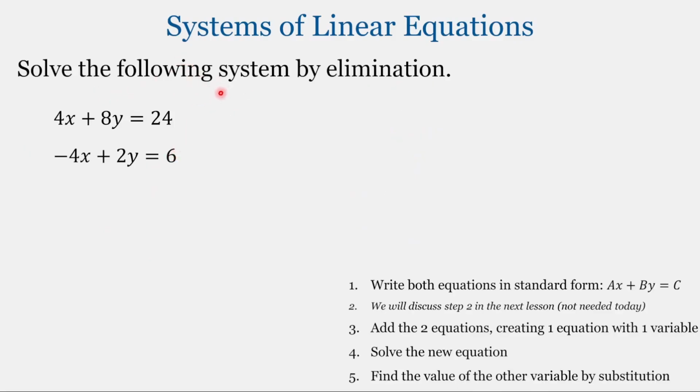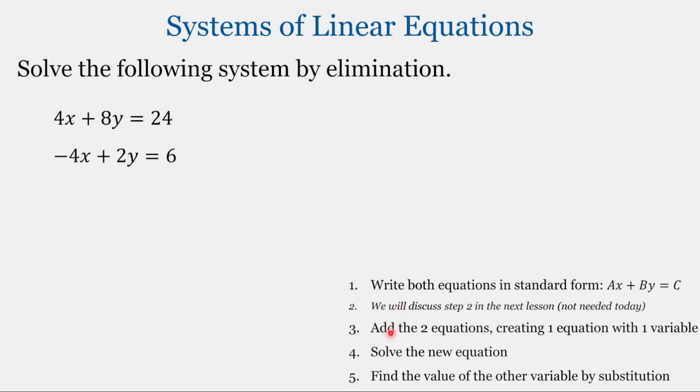Let's look at one more problem. We're going to solve the following system by elimination. We have the equations 4x + 8y = 24 and -4x + 2y = 6. The first step is to write both equations in standard form. We already have that.